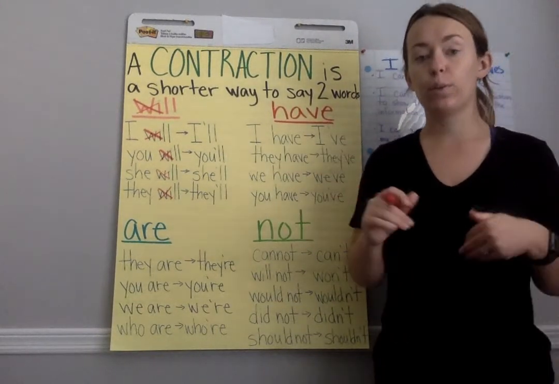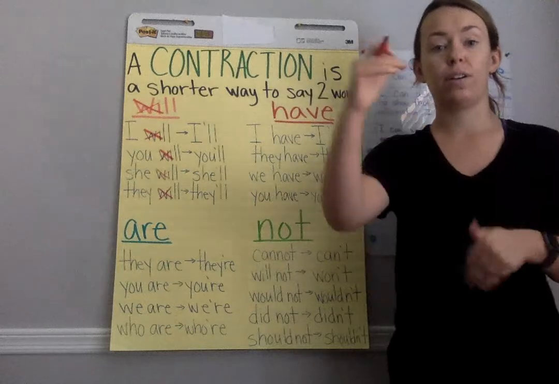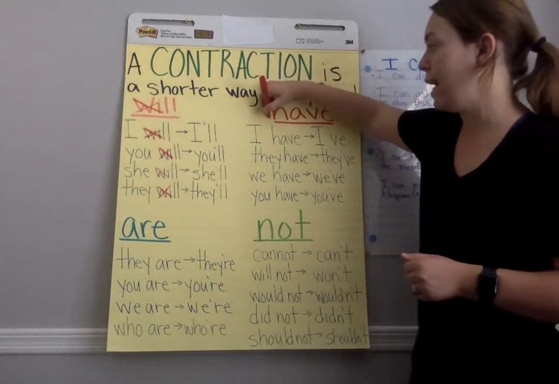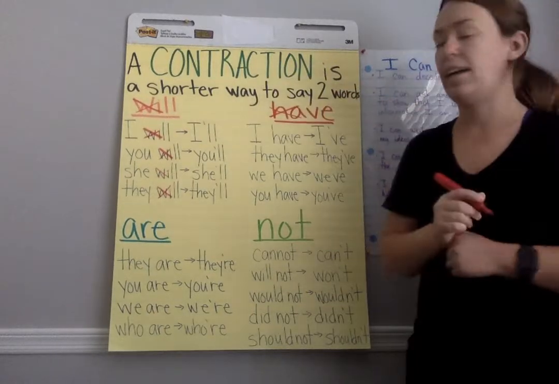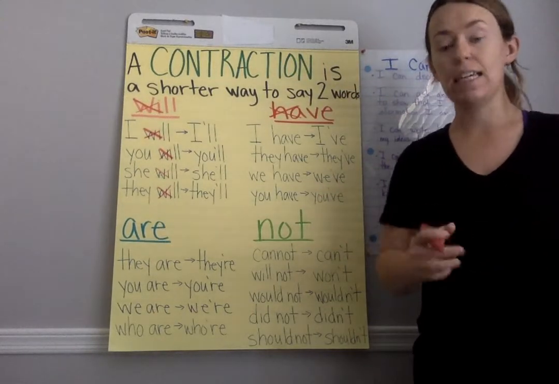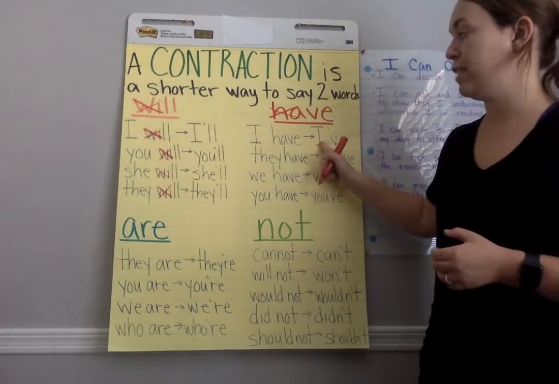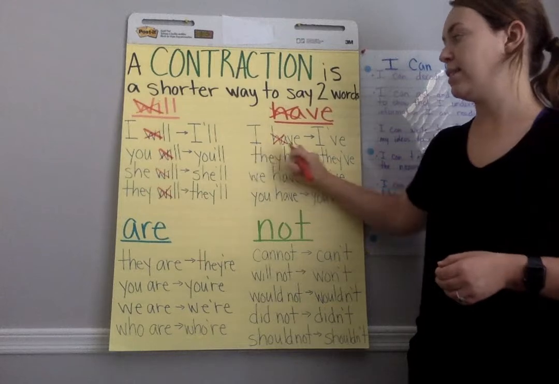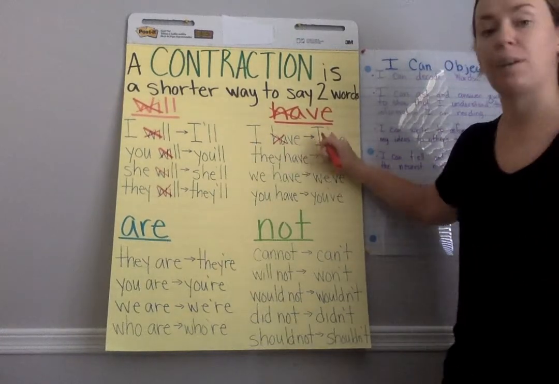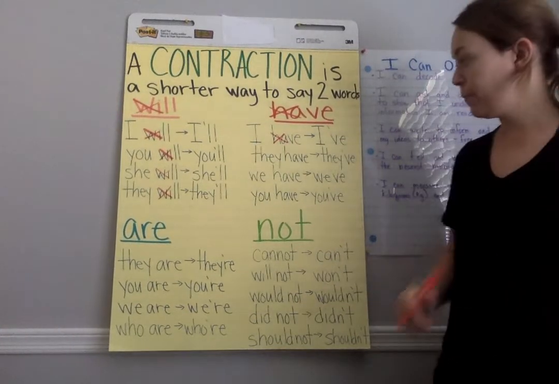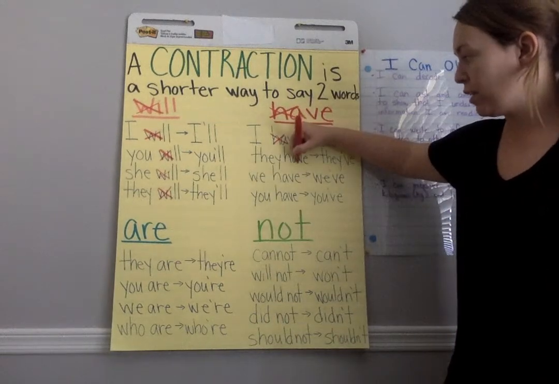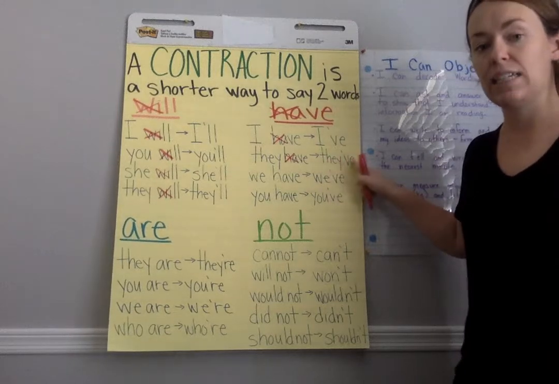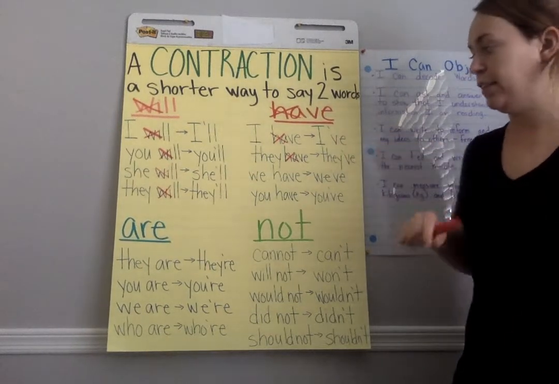Now let's look at have. For have, we're going to also cancel out a couple letters and put an apostrophe in that place. So for have, we are going to be taking out the H and the A, okay? And then we're left with the VE. So I have turns into I've because we cross out that HA. We're left with these letters, I-V-E, put an apostrophe in the place and you've got I've. For they have, same thing. We're going to cross out that HA and we're left with they've, T-H-E-Y apostrophe V-E.